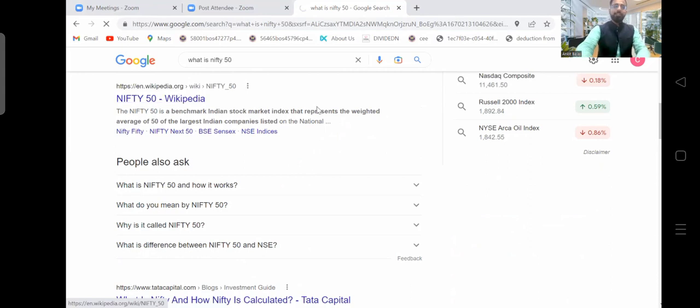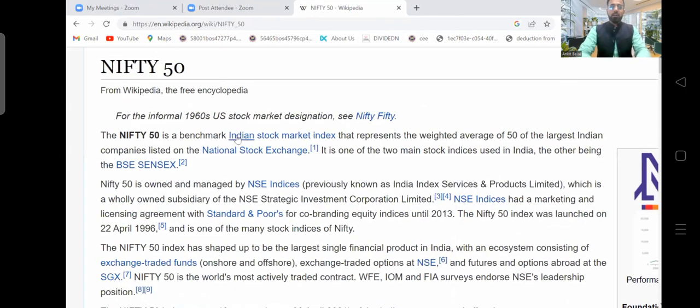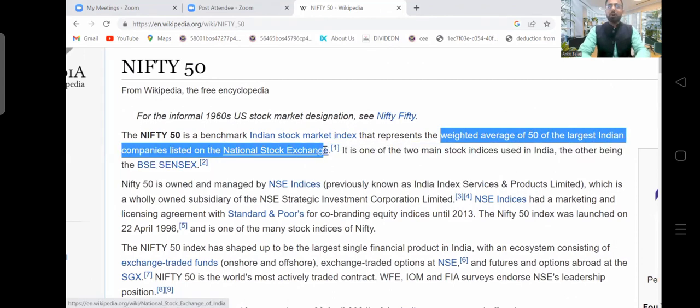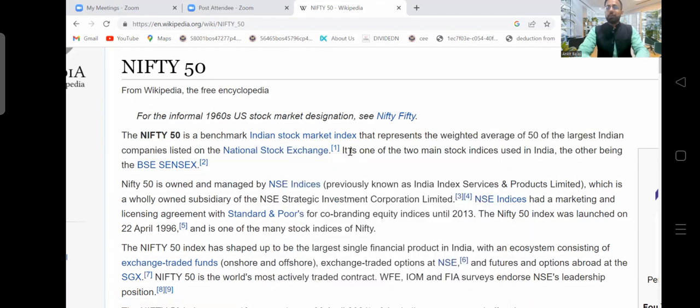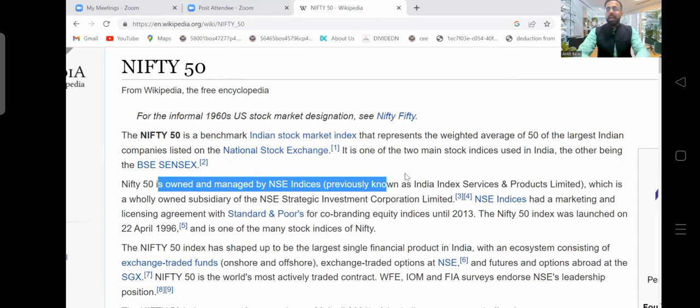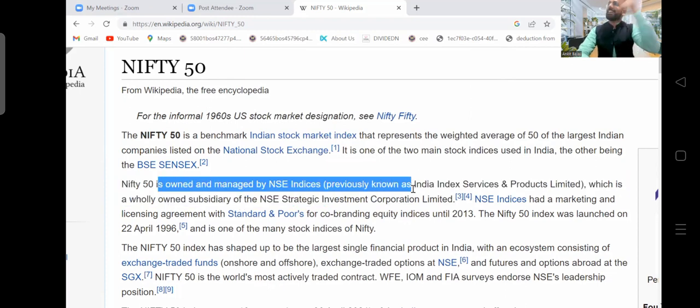If you read the para carefully, you will get more idea about it. Nifty 50 is a benchmark Indian stock market index that represents the weighted average of 50 of the largest Indian companies listed on National Stock Exchange. It is one of the two main stock indices used in India, the other being BSE Sensex, right? Nifty 50 is owned and managed by NSE, which is wholly owned subsidiary of NSE Strategic Investment Corporation Limited. That is okay, right?